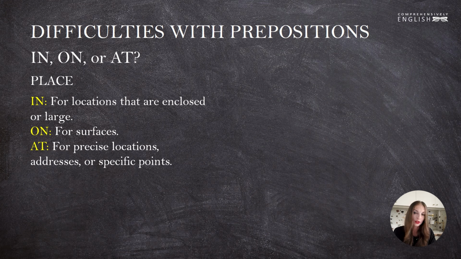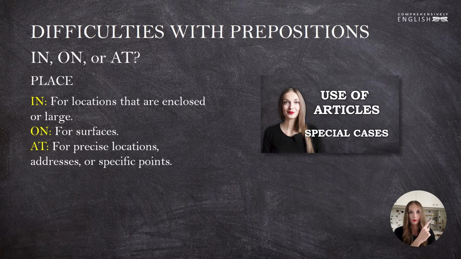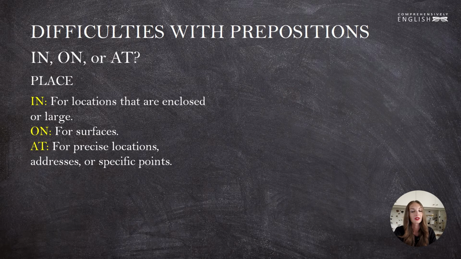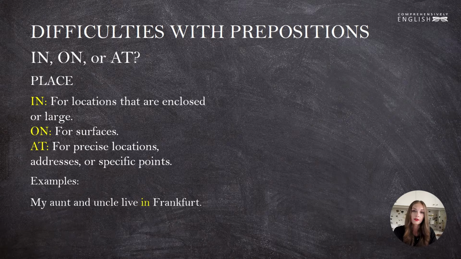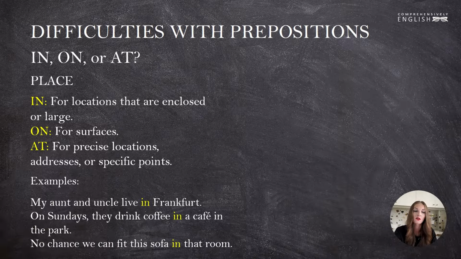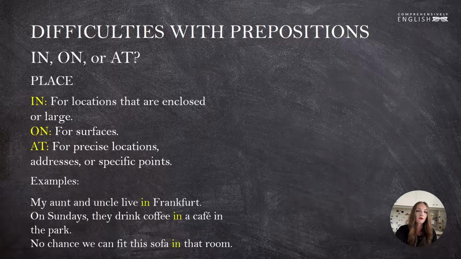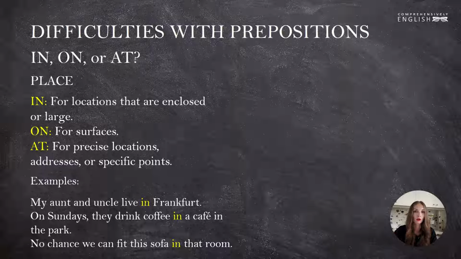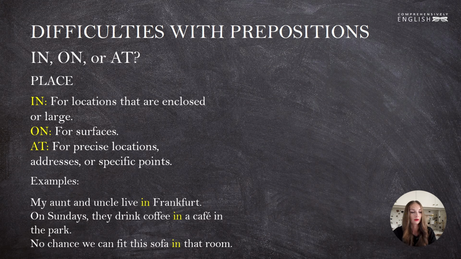Often the is dropped, so sometimes we say at the school, at other times we say at school. The difference I illustrated in this video. We also use at with addresses. Let's look at some examples. My aunt and uncle live in Frankfurt. On Sundays, they drink coffee in a cafe in the park. No chance we can fit that sofa in that room. So we used in for different places that are big, places we can go to, we can walk in, and so on. I'll put these books on that shelf.